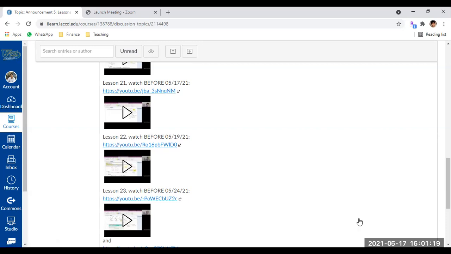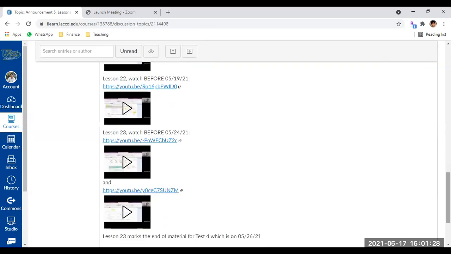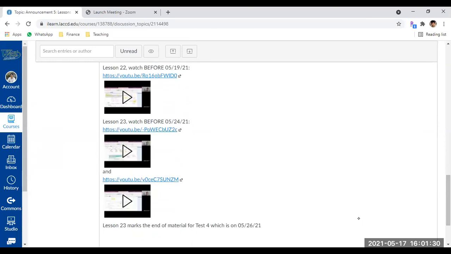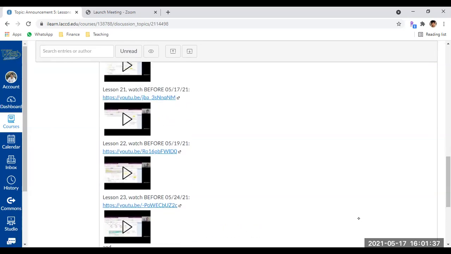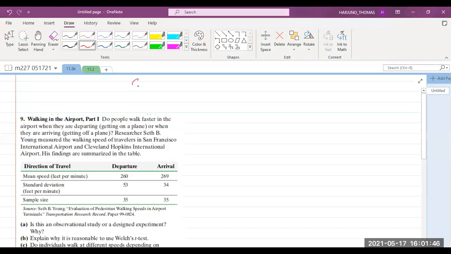Because today I believe I will finish, basically after today we have only linear regression left. Only linear regression left. And linear regression will be seen on this lesson 23. Now my plan is this, that today we will finish chapter 11.